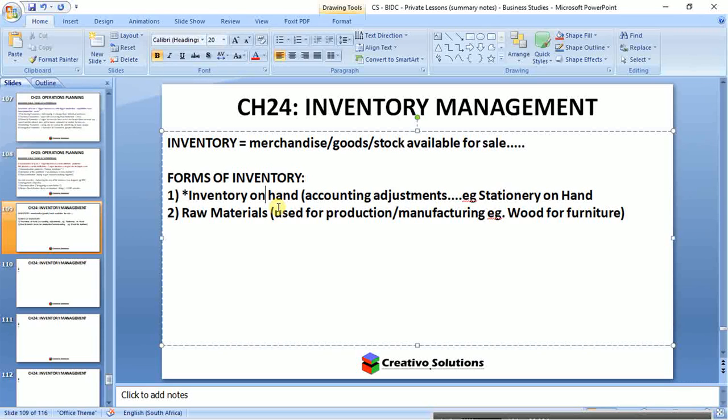Is that okay? How about those two? Not yet. Raw materials.